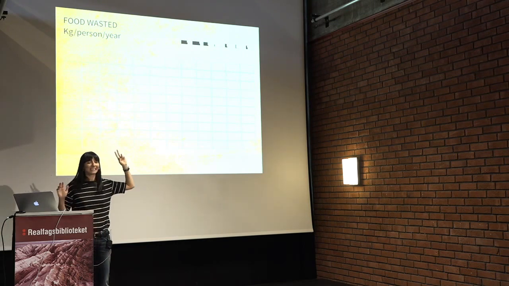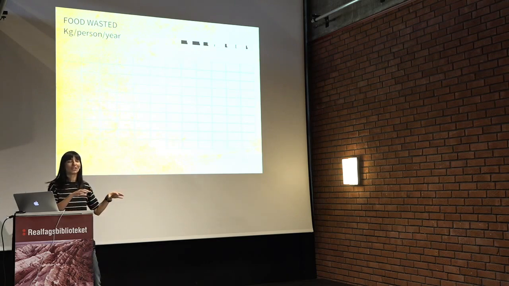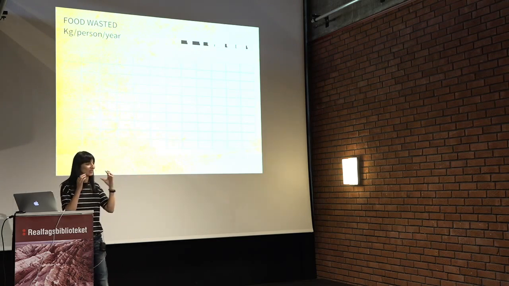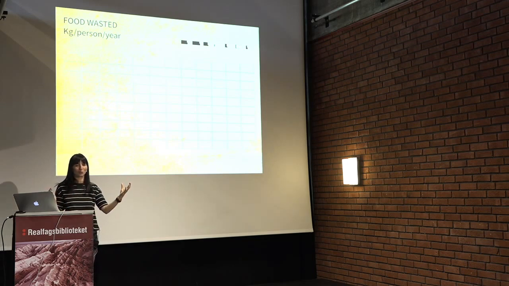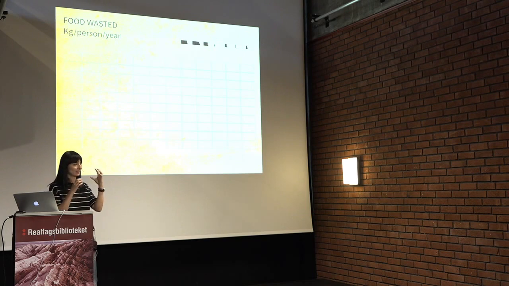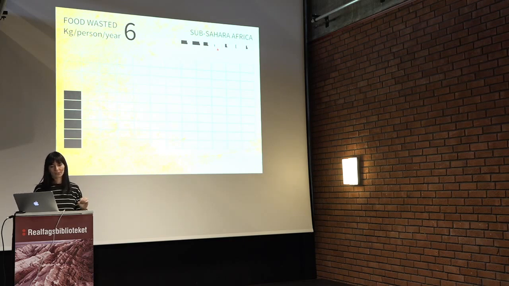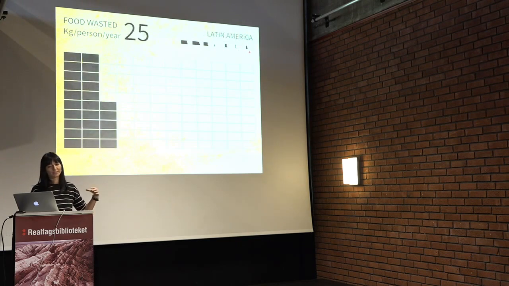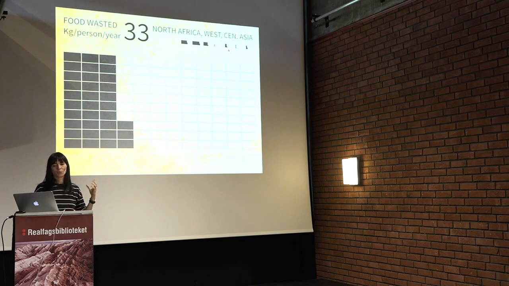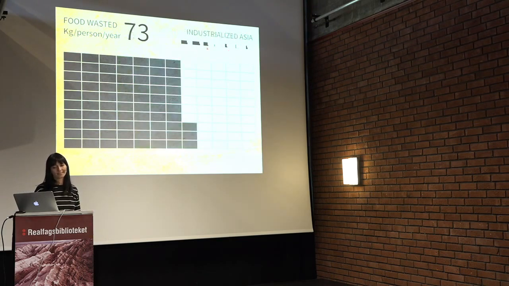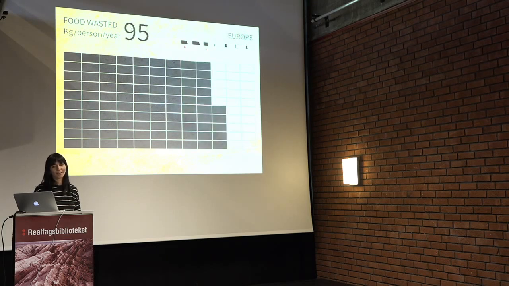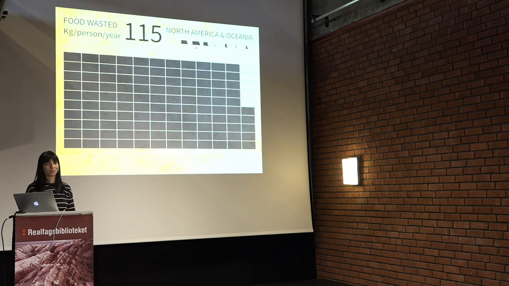And Benedict probably saw this new infographic, I hope, because here we cannot use averages, because the data are so different between different areas of the world that it was important to show the data in the different areas of the world. So this is what happened in different world regions per capita every year. 6 kilos per person wasted every year in sub-Saharan Africa, 11 in South and Southeast Asia, 25 Latin America, North Africa, Western and Central Asia, 33, 73 industrialized Asia, 95 Europe, 115 North America and Oceania.